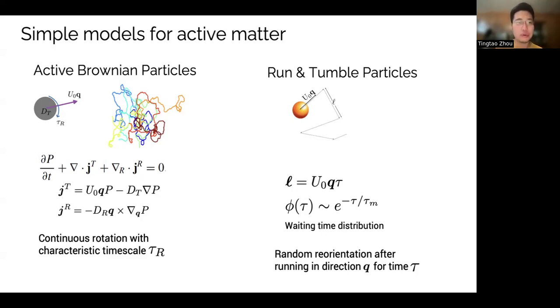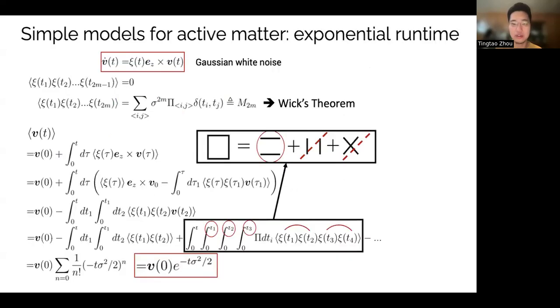And I'm going to quickly show you that active Brownian particles also have exponential correlated time. So here is one way to see that, right? So basically, when we specify the dynamics of the active Brownian particles, we are essentially introducing a Gaussian white noise as a torque that rotates the velocity vector, right? So the underlying dynamics can be described by this equation.